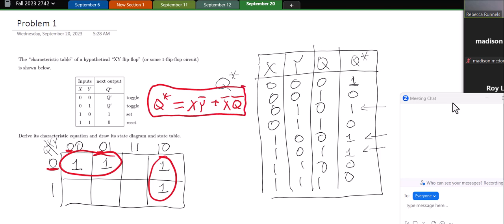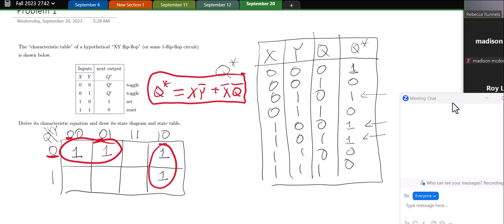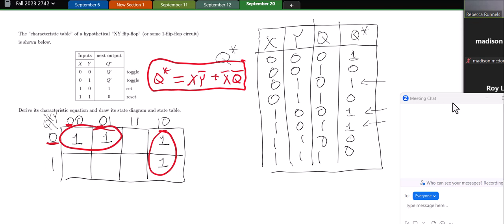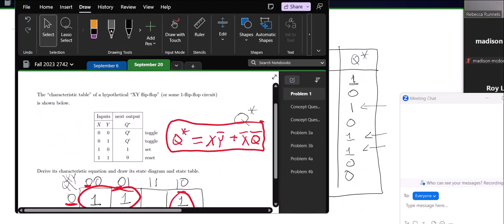All right, so we also are supposed to do a state diagram and state table. So the state is any different output that you can have would be a state. Now this is just a single flip-flop, so it only has two possible states, a state of 1 and a state of 0.